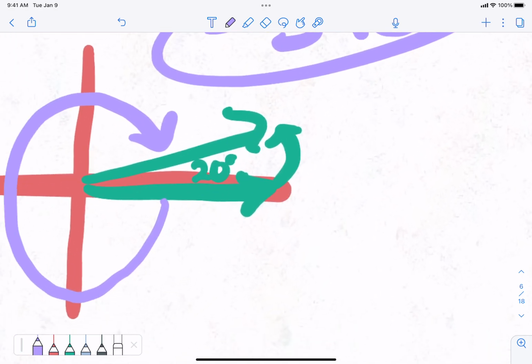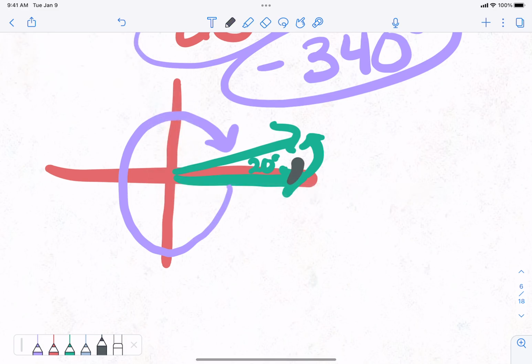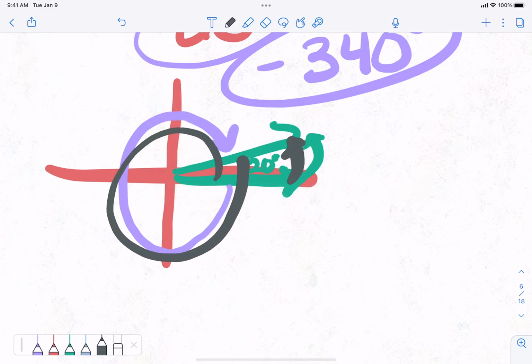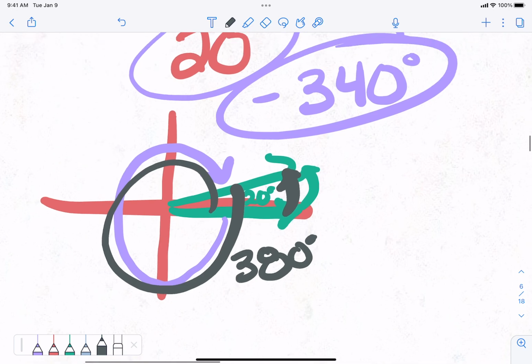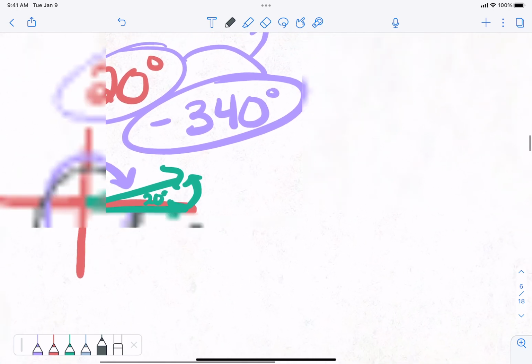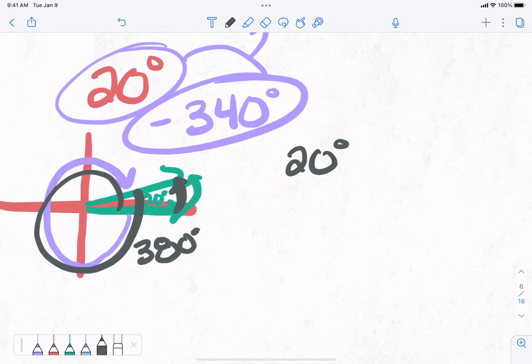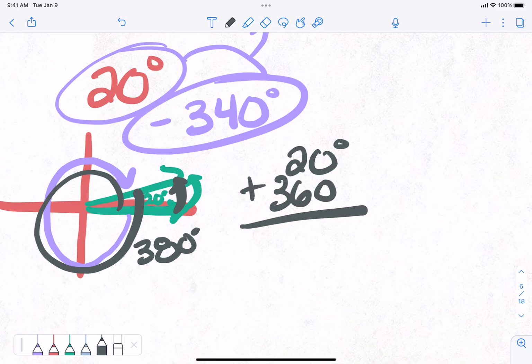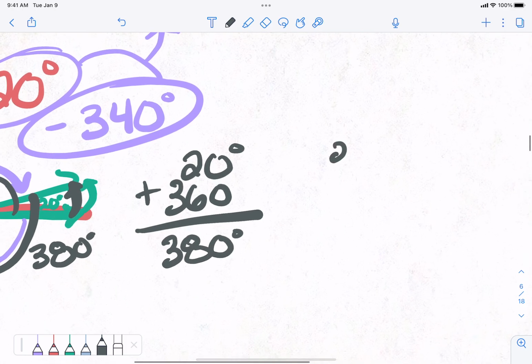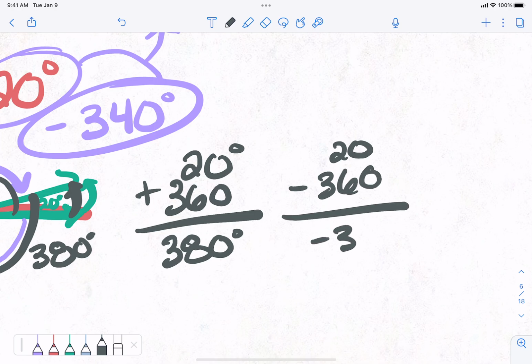So rather than doing 20 degrees this direction, let's say I go around and I go past it and then I go and land there. How many degrees have I gone? 380 degrees, right? That's like adding 360 degrees. So I can start with 20 degrees and I can add 360. That's just going around one more full cycle, right? And that's 380 degrees. Or I could start with 20 degrees and I could subtract 360. That's going one less circle around. That's negative 340. Okay?